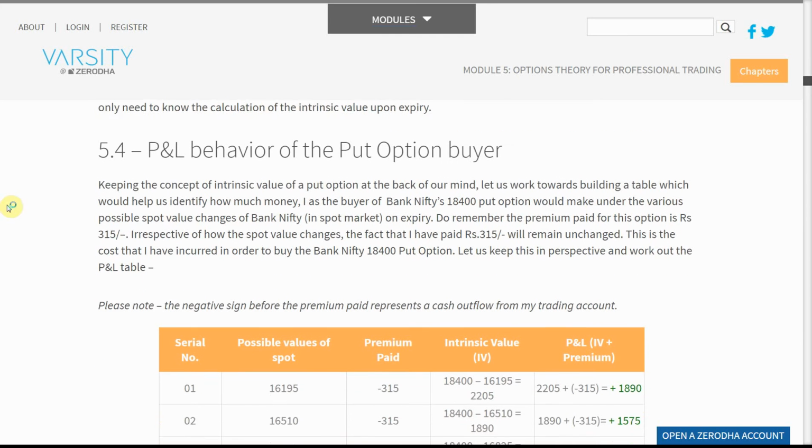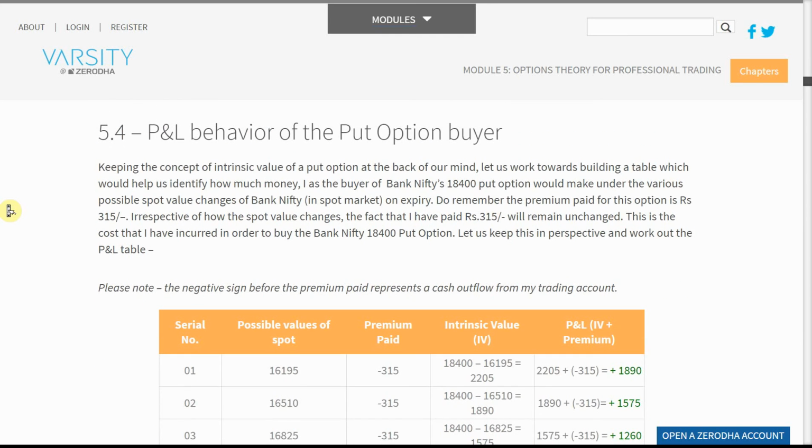5.4 P&L behavior of the put option buyer. Keeping the concept of intrinsic value of a put option at the back of our mind, let us work towards building a table which would help us identify how much money I, as the buyer of Bank Nifty's 18,400 put option, would make under the various possible spot value changes of Bank Nifty in spot market on expiry.